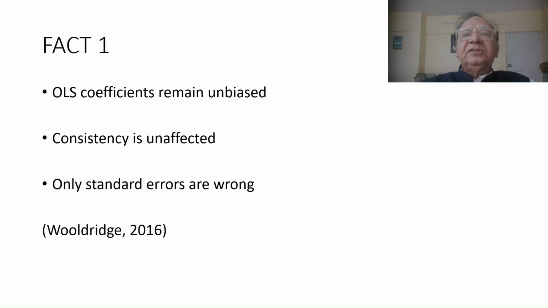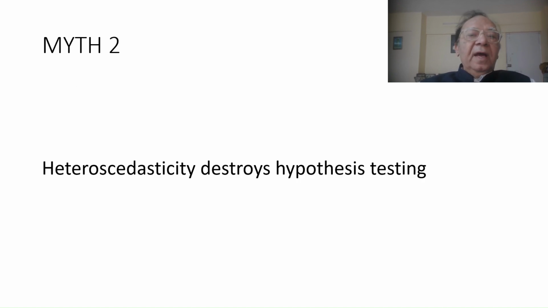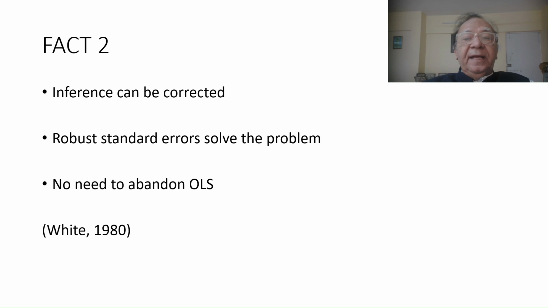Myth 2 versus fact 2. Another misconception is that heteroscedasticity destroys hypothesis testing. White's seminal 1980 paper showed that heteroscedasticity robust standard errors correct the inference problem without changing the regression model. Thus, the solution is adjustment, not rejection.